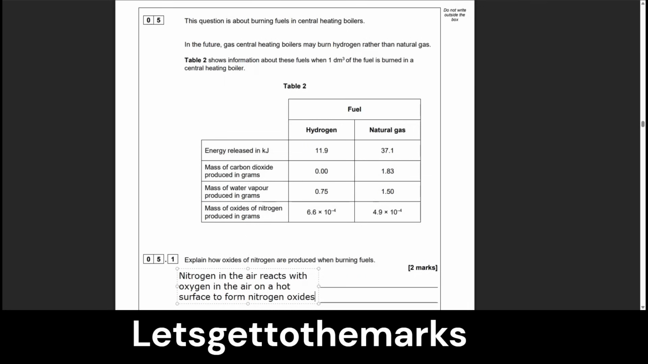You need heat from hot metal or a hot surface, which you get when you're burning things in a boiler, and you've got oxygen and nitrogen already in the air, 78% nitrogen, 21% oxygen. They come together and they react on very hot surfaces, and you get nitrogen dioxide, trioxide, or monoxide formed. Okay.